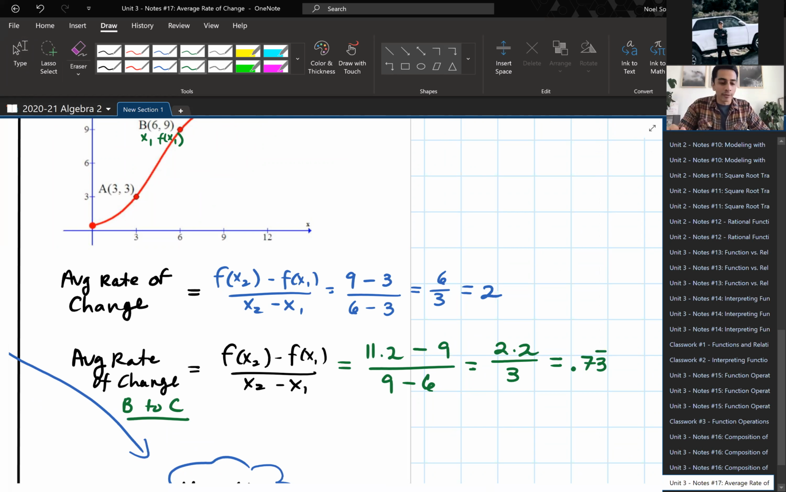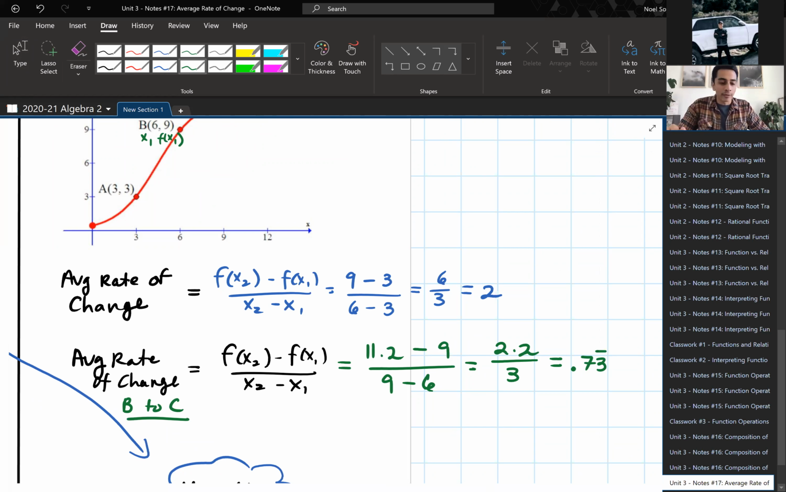All right, 0.73 is smaller than 2. So the 2 would be the faster rate of change. Right? There was more vertical growth happening between A to B than there was between B to C. Remember that slope, or rate of change, is change in Y over change in X. So there was a bigger change in Y over the 3 spaces between 3 and 6 than there was between B and C. Okay, so far it looks like from A to B, that's been the bigger rate of change.